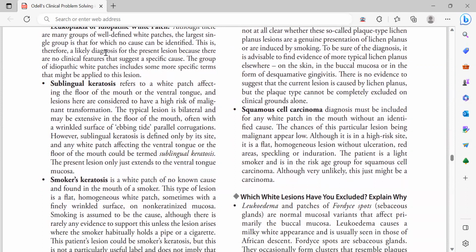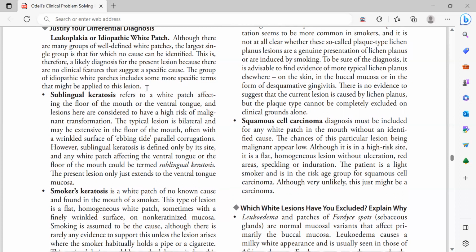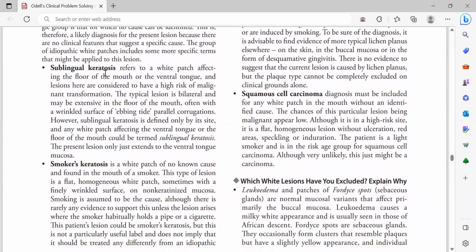This is therefore a likely diagnosis for the present lesion because there are no clinical features that suggest a specific cause. So, in this case, the patient does not know that this is going on, and there is no sign, there is no clinical cause why it might be happening. So that's the reason it is leukoplakia or idiopathic white patch. Okay, the group of idiopathic white patches includes some more specific terms that might be applied to this lesion.